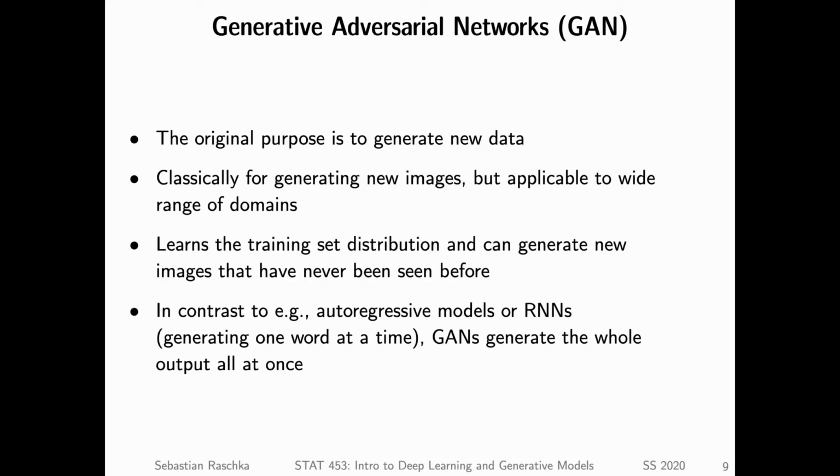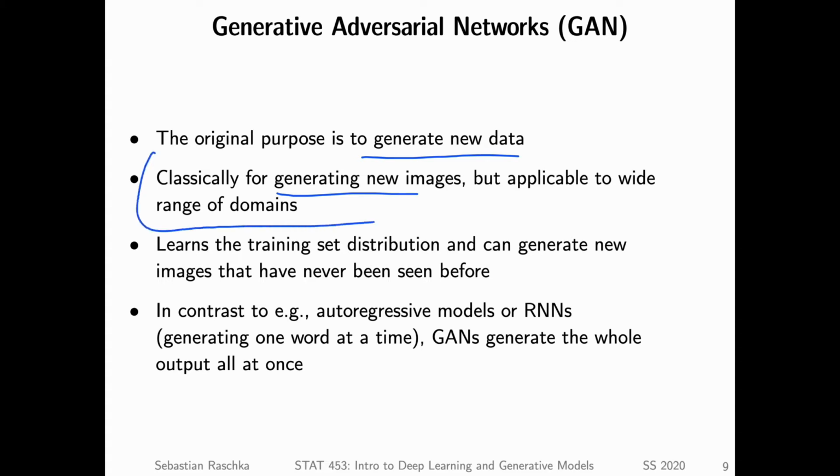So the original purpose behind GANs is to generate new data. The idea is that we have a training set distribution that is kind of intractable. So we use a machine learning or deep learning model that can use that training data to generate new data that doesn't exist in the training data yet. Usually people use GANs for generating new images, for example, the face images I just showed you, but the general concept is applicable to a wide range of domains.